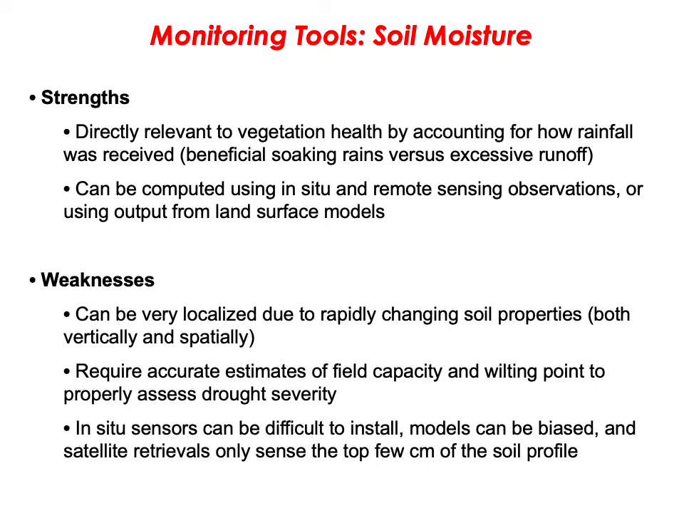Now, weaknesses of these indices include the presence of large spatial heterogeneity in soil properties, which means that observations may only be representative of a small area. They also require detailed knowledge about soil types in order to compute the field capacity and wilting point, which are necessary in order to determine if drought conditions are actually occurring. Lastly, in situ sensors can be difficult to install, land surface models can be biased, and satellite retrievals are only sensitive to the uppermost few centimeters of the soil profile. Despite these weaknesses, soil moisture is very important for drought monitoring applications.